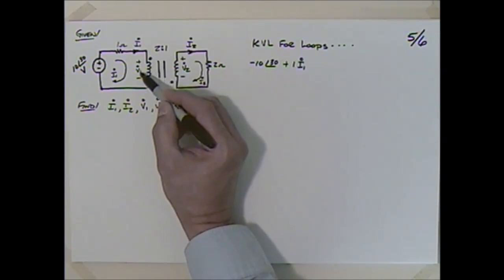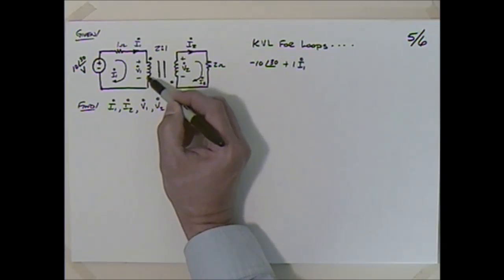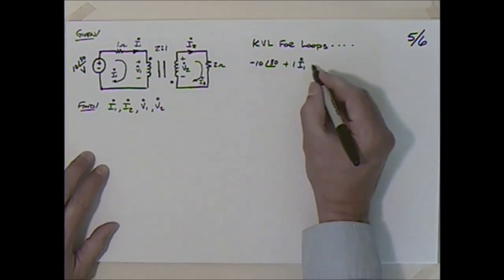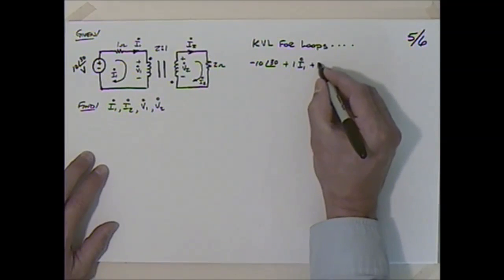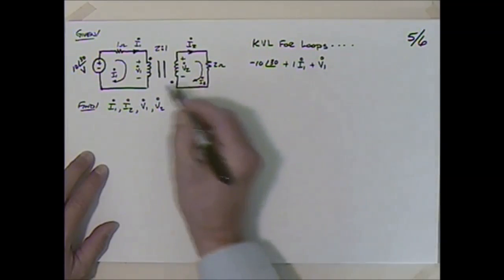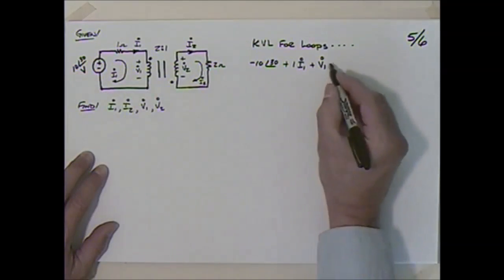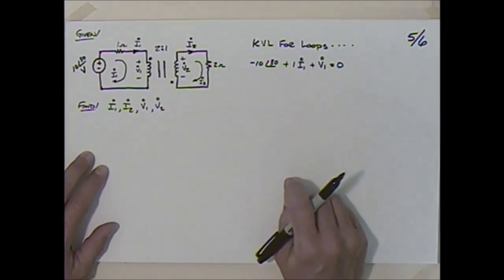This is V1, that's the voltage at this point with respect to that point. So as I go from positive to negative, that's also a drop. So I will add V1, because that's a drop. That gets me back down to here, and Kirchhoff says that's equal to 0.